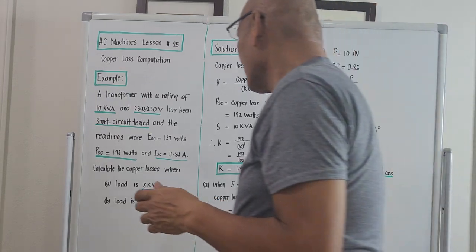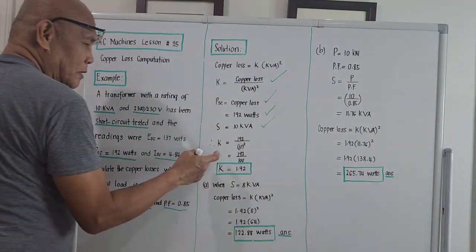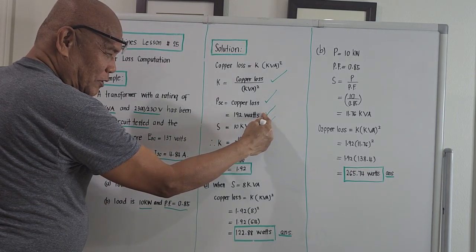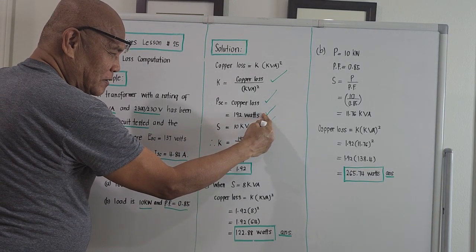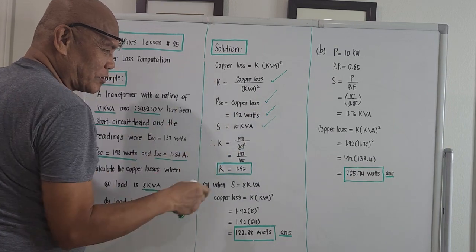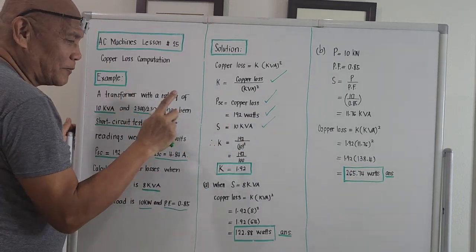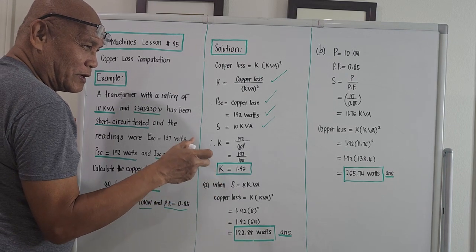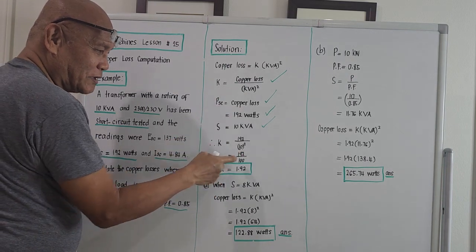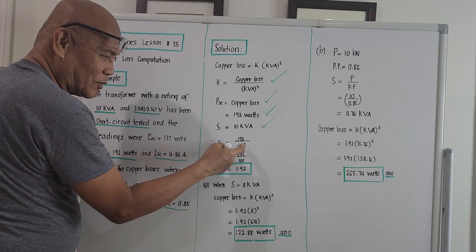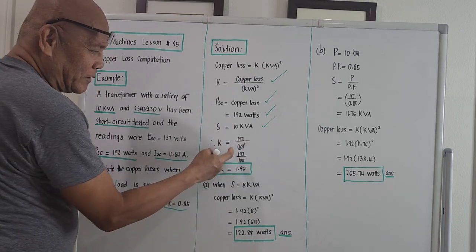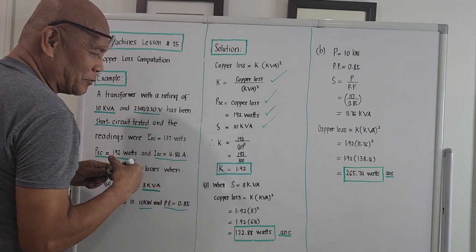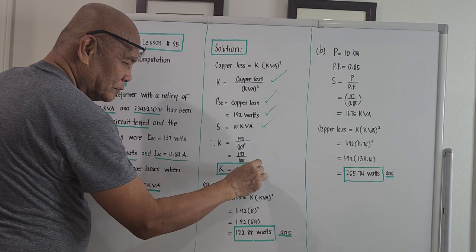Okay? So solving for K now, this should be 192, which is the copper loss, which was taken during the short circuit test, all over the original apparent power. The apparent power when that copper loss was taken is actually 10 kVA. So this is 10 quantity squared. 192 over 100. So K will be 1.92.